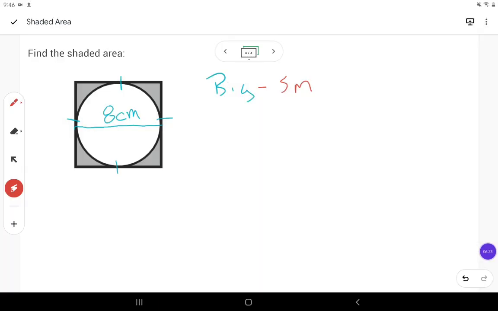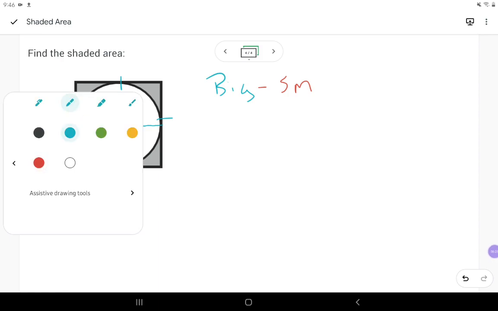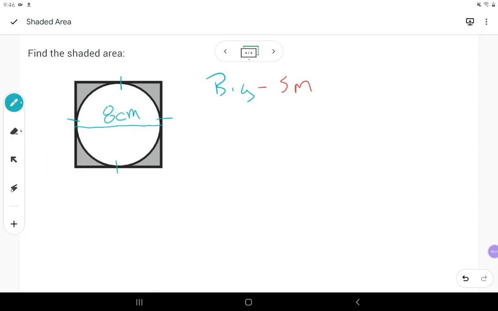And that 8 centimeters also happens to be the diameter of the circle, because the circle goes all the way across the square. The area of the square is going to be the side length squared. The side length here is 8, so it's 8 squared, and that means 8 times 8, and that gives us 64 centimeters squared.